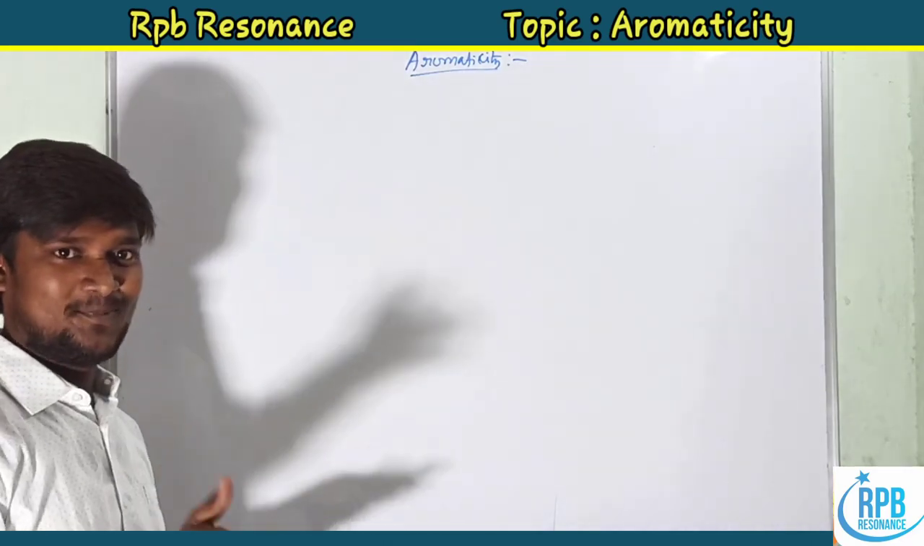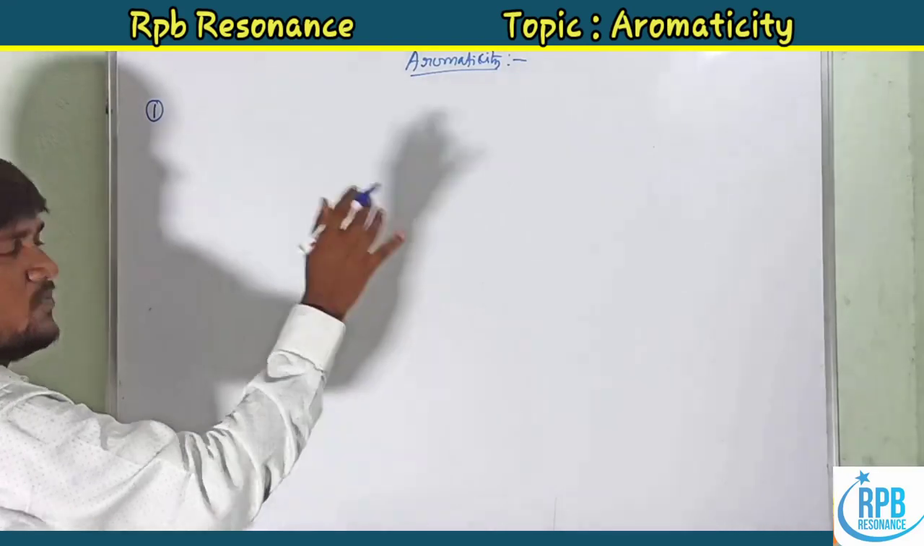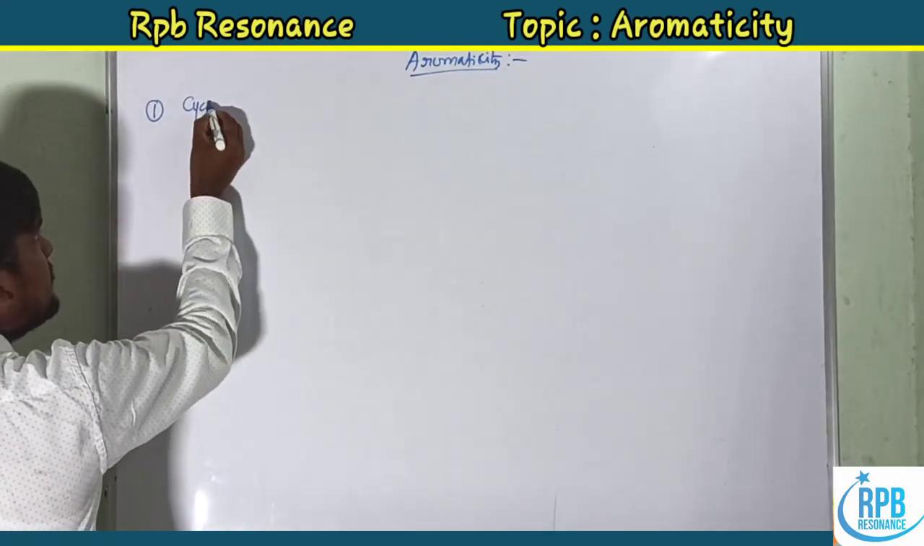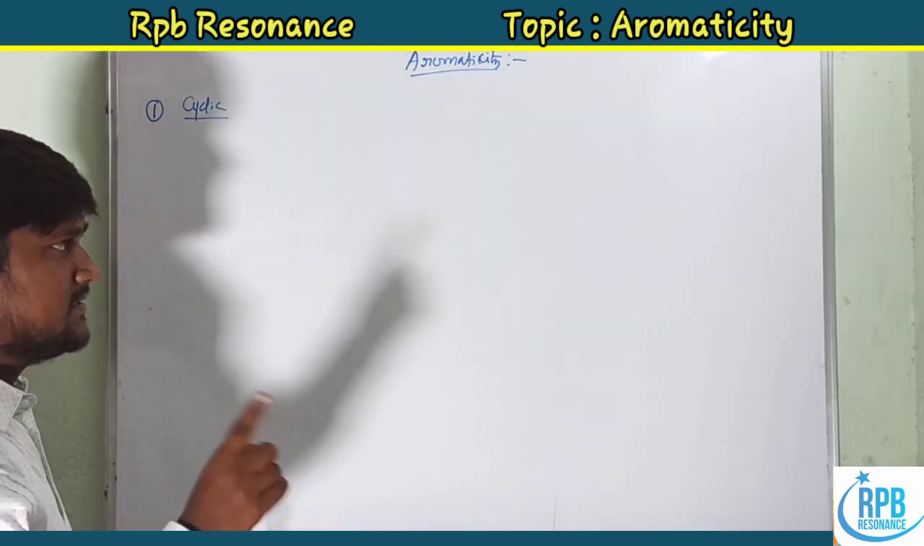Now, let's move on to those points. First of all, a system is said to be either aromatic or anti-aromatic. So here, it definitely should be in a cyclic mode. It should be in a cyclic mode. That is the major criterion.